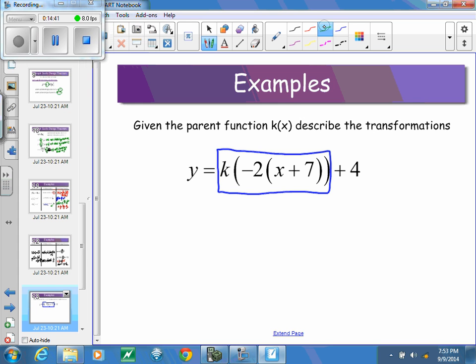So that +4 right here is telling us that we are going to be taking our function and moving it up 4 units. The inside change of adding 7 right here is what is going to be moving our graph to the left 7 units. So that's our translation. Then you have a couple other things taking place. You have this negative that's inside, which is telling us that we are going to be reflected over the y-axis.